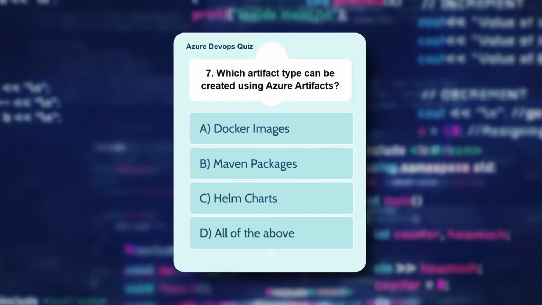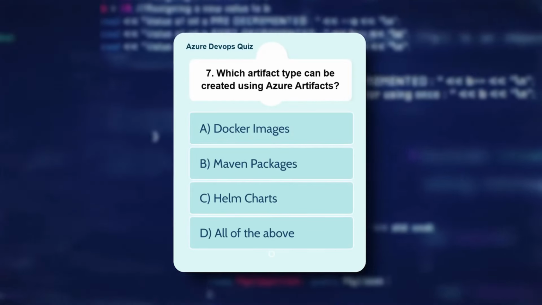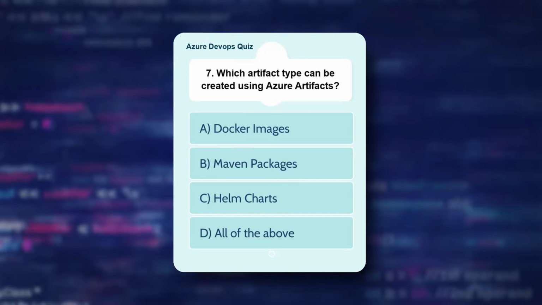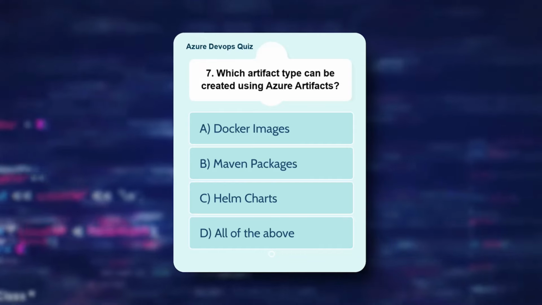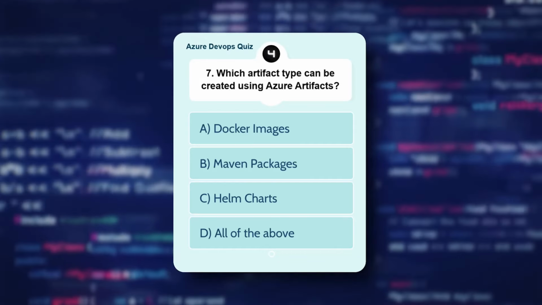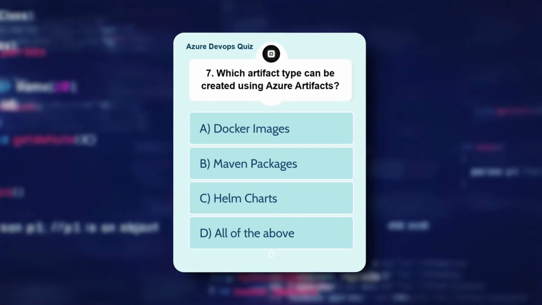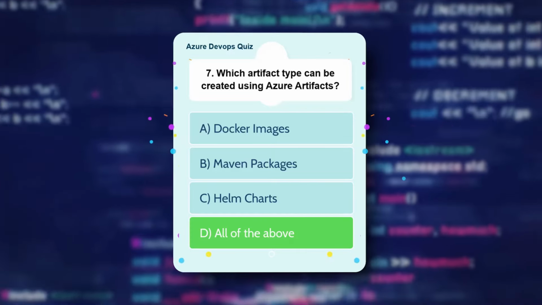7. Which artifact type can be created using Azure Artifacts? A. Docker images. B. Maven packages. C. Helm charts. D. All of the above. Answer. D. All of the above.